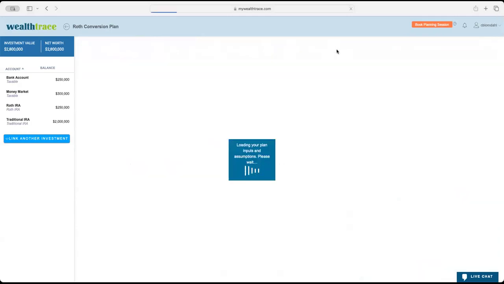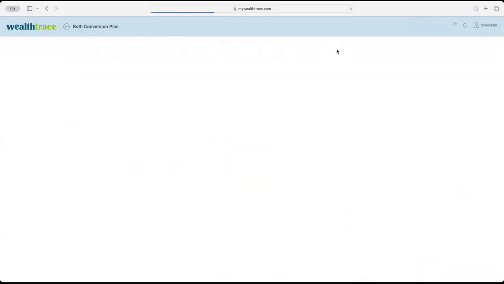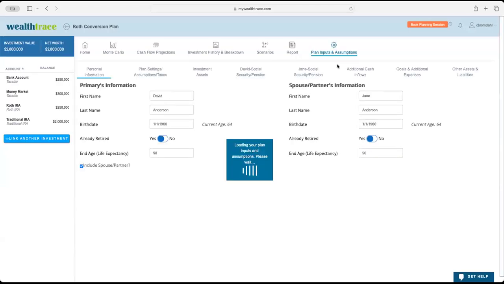We will take a look at our example plan in WealthTrace. So we'll start over in the plan inputs and assumptions. We have David and Jane. Both of them are 64 years old and already retired, as you can see here. And we have set their life expectancy to age 90, which we will look at a little bit more later when we run our scenarios.